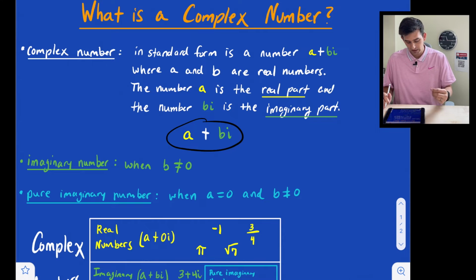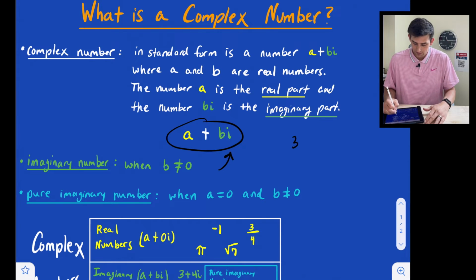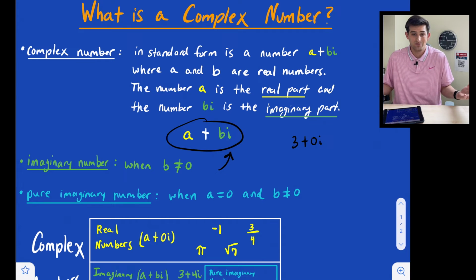And we have in green here, an imaginary number is when we have a plus bi and b is not 0, right? So if b were 0, then maybe we would have something like 3 plus 0i. Well, 0i would be 0, right? And so this would just be equal to 3. And so in that case, we would have a real number, not an imaginary number. So in order for us to have an imaginary number, b cannot be 0.